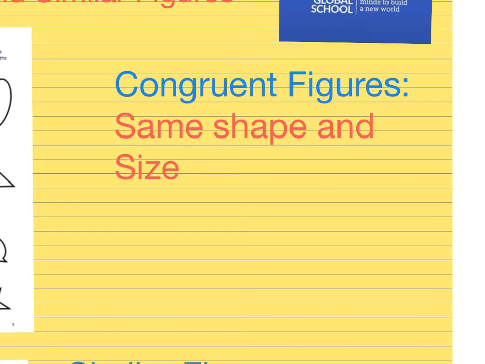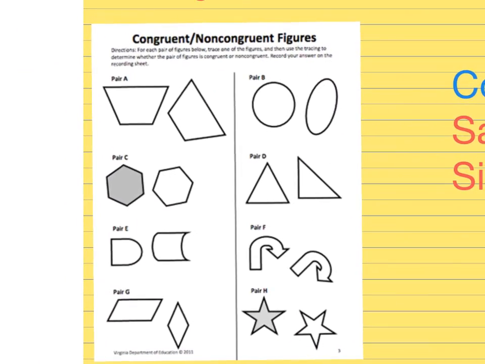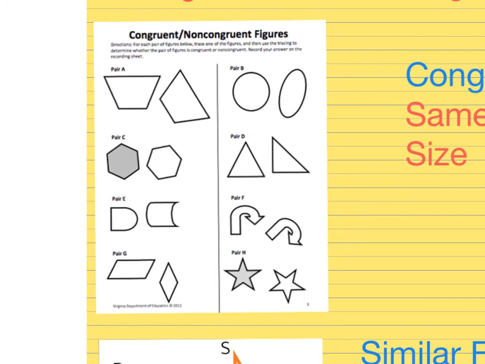Congruent figures. Congruent figures are figures that have the same shape and always the same size. This is important, right? If you focus on that definition, here we have a worksheet that asks us to circle the figures that are congruent, right? So let's try to do something like that.